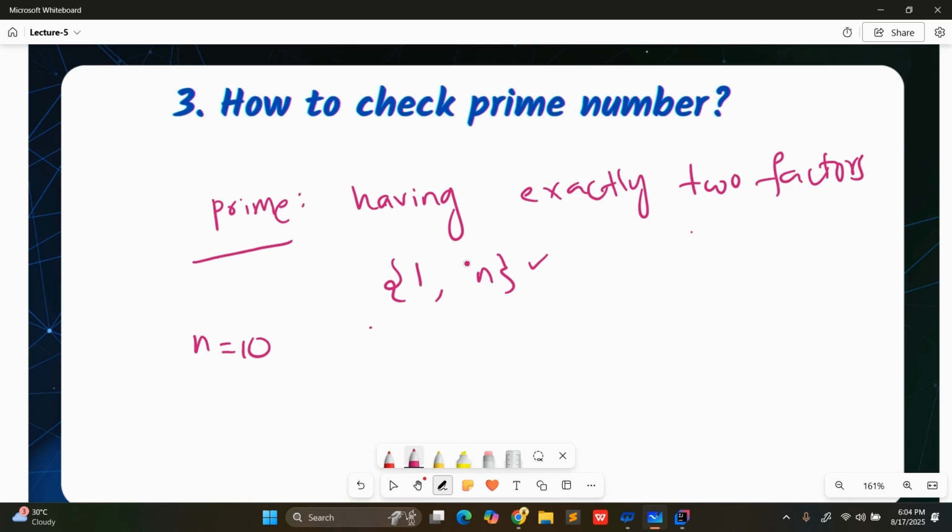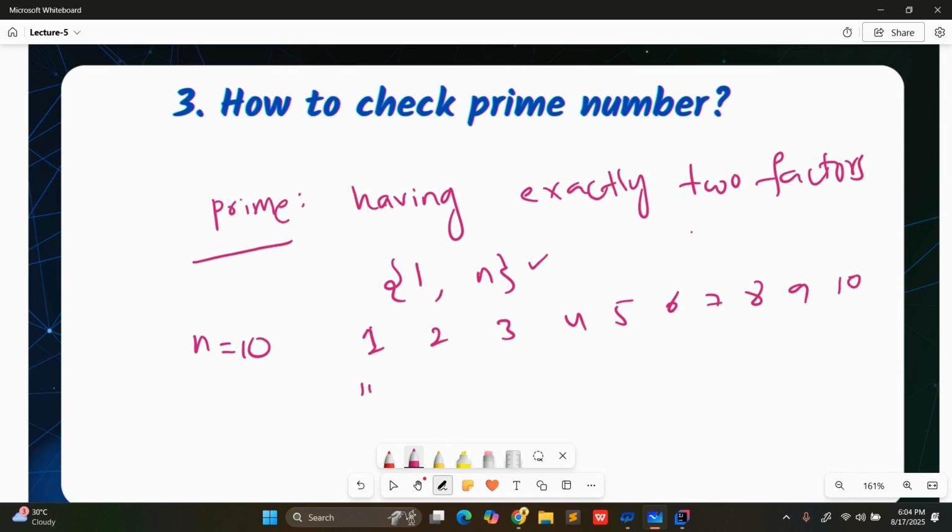I want to check whether 10 is a prime or not. What I can do is traverse 1, 2, 3, 4, 5, 6, 7, 8, 9, 10. I will be traversing until n, right? To find factors, we already saw that we need to traverse until n. And every time, how can I say that it is a factor? We already know that if it is a factor, the number is exactly, completely dividing n, that means giving the remainder as 0.